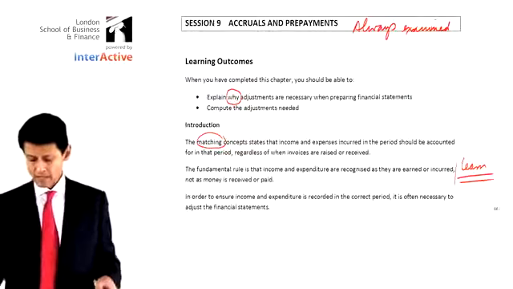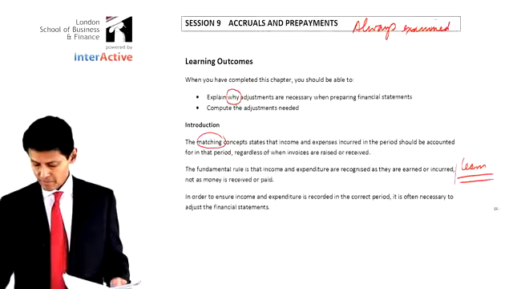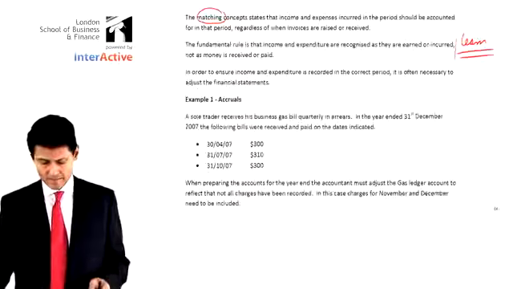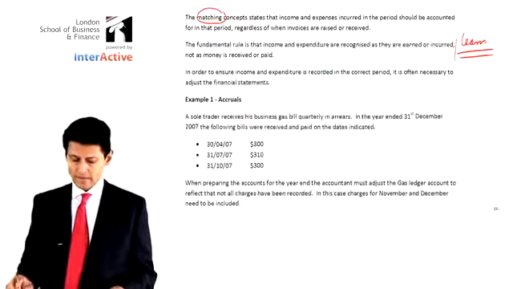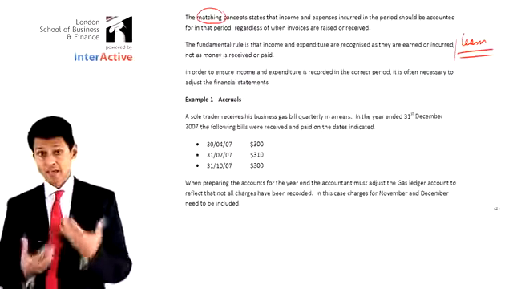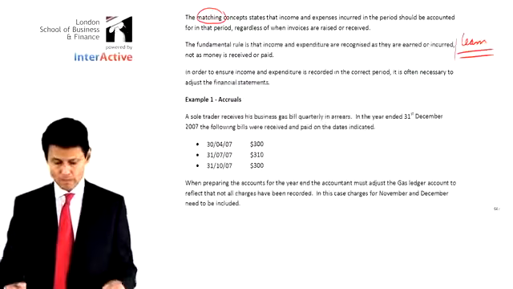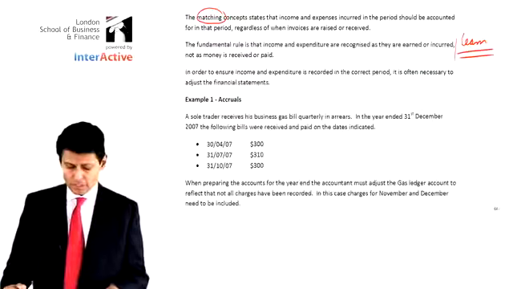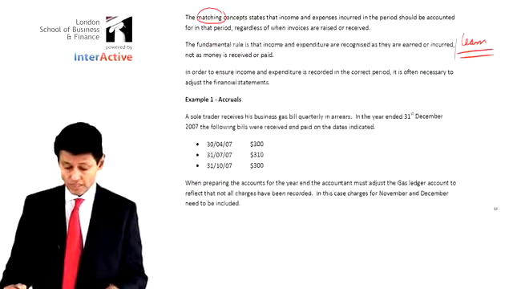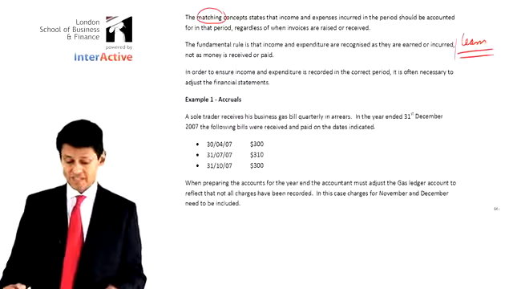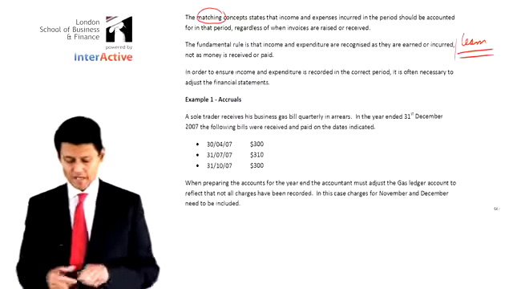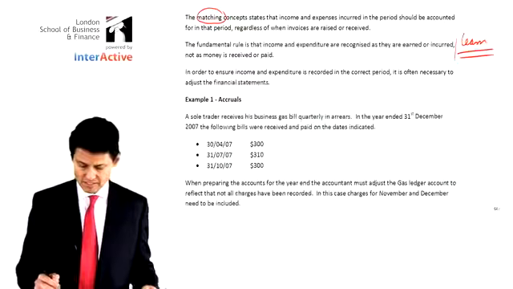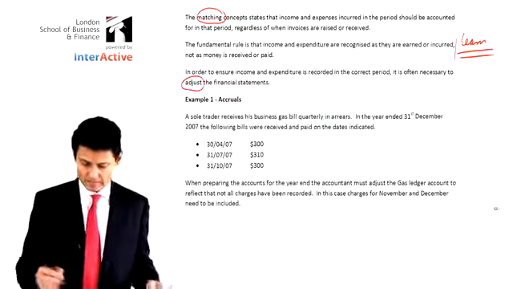Absolutely by heart. You must know that rule. That is one of the principles on which accountancy rests. I'll go through that again. Income and expenditure are recognized as they are earned or incurred, not as money is received or paid. In order to ensure income and expenditure is recorded in the correct period, correct year, it is often necessary to adjust the financial statements. So that's the magic word, necessary to adjust. That word adjust. And so you have these accruals and prepayments.